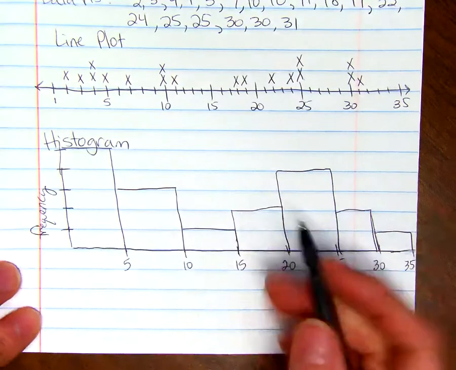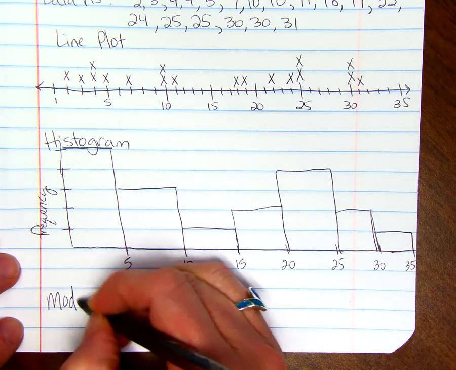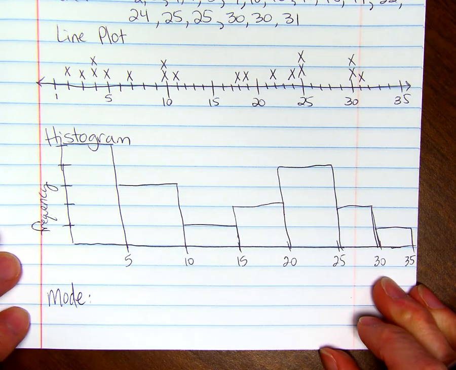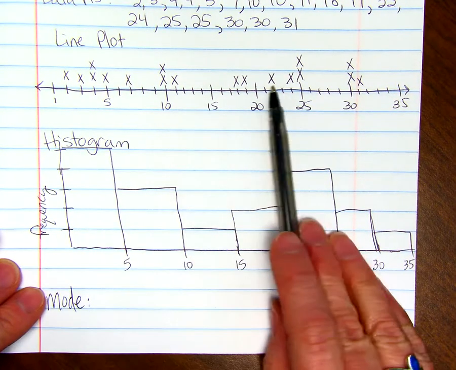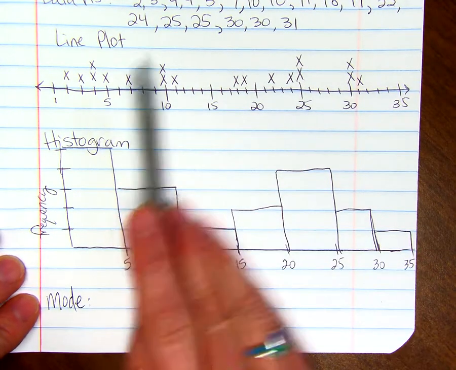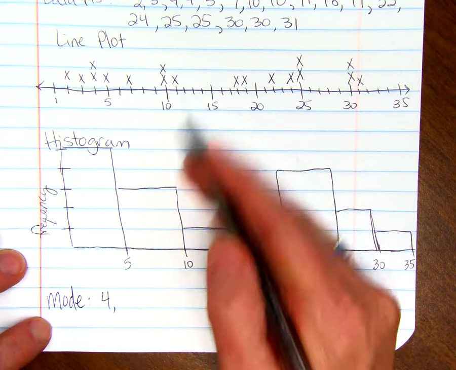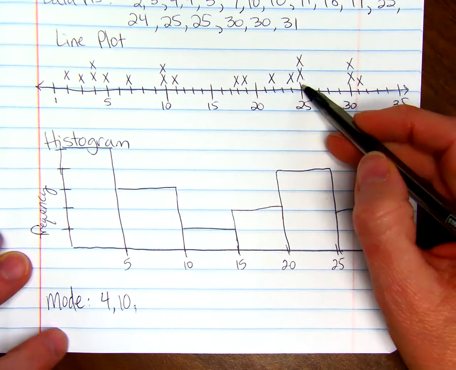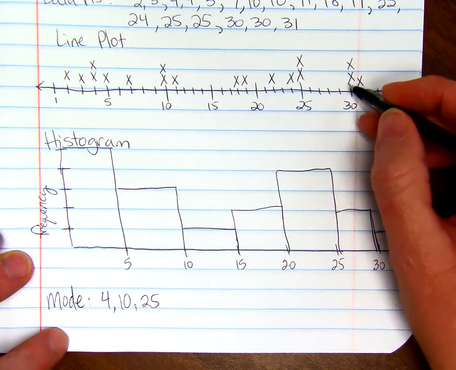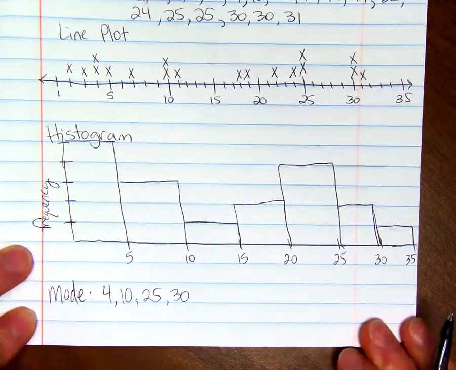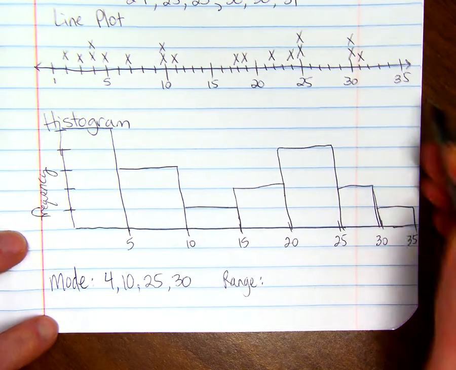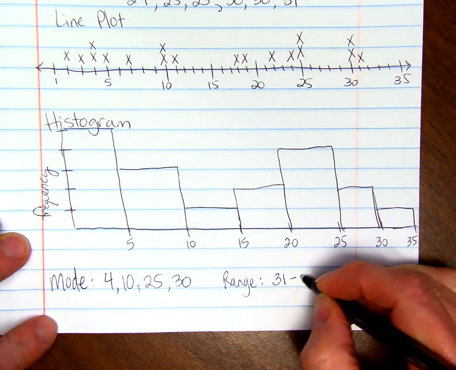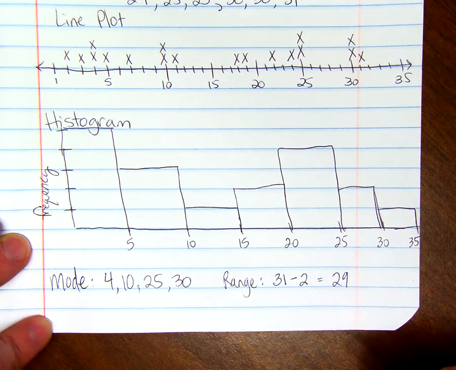Now if we look at our data values, the mode is the ones that occur the most often. And we have several that have 2 values right here. So we have the numbers 4 and 10, 25 and 30. These are all the mode, so there are 4 modes in this list of values. The range is where we take the highest number, 31, and subtract the lowest number, which is 2. So the range is 29.